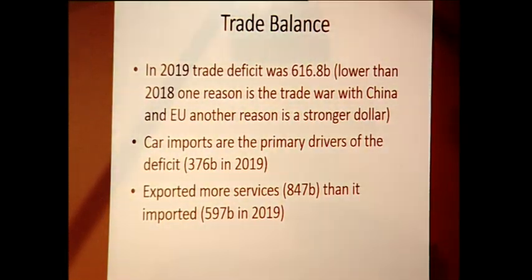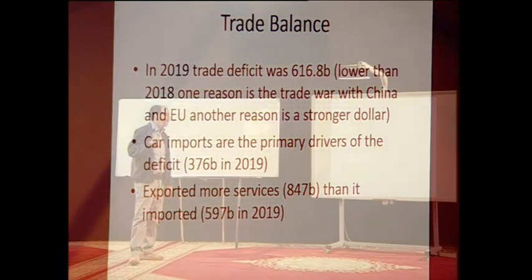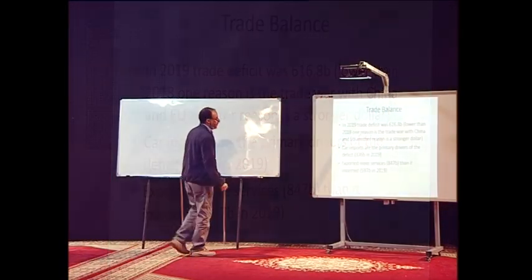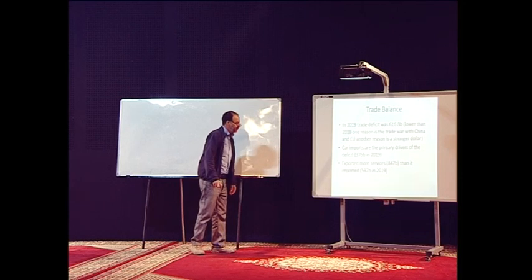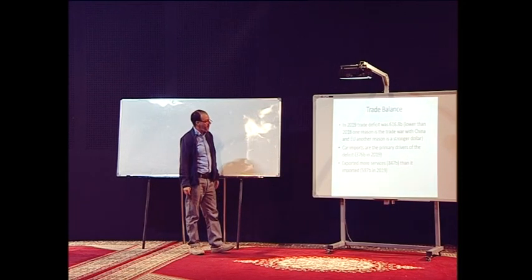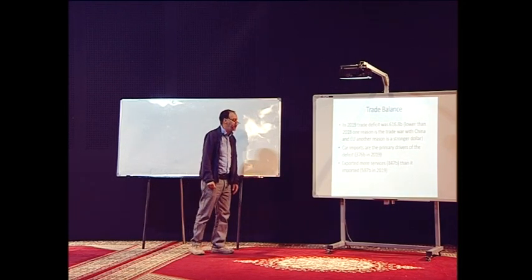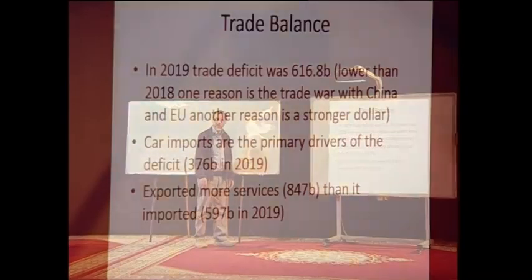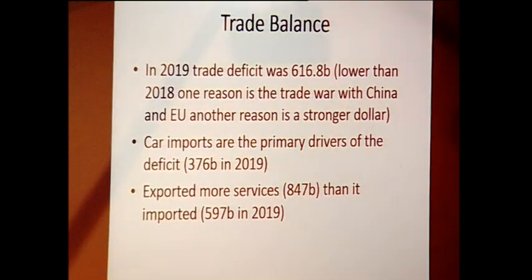Car imports are the primary drivers of the deficit. What makes the US have a deficit instead of a surplus is the number of cars, okay, they import. In 2019, it was 376 billion. Now, 376 billion is about 4 times the entire economy of Morocco.